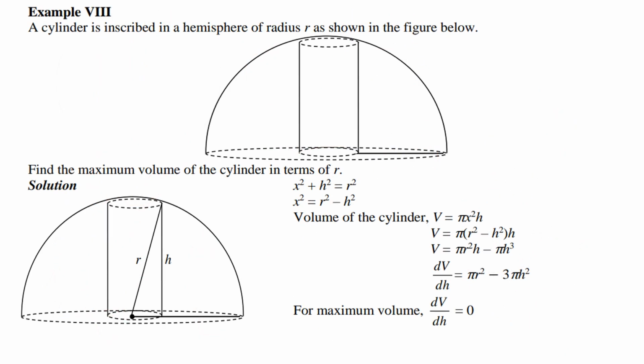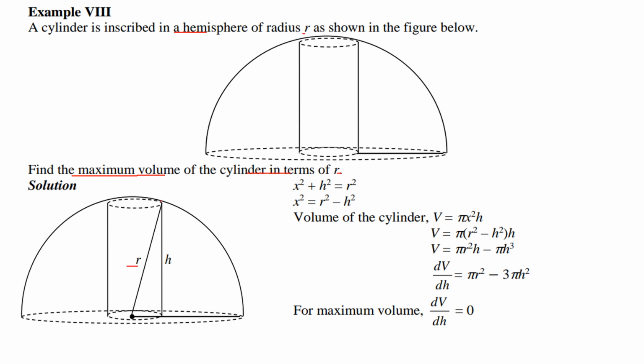In example 8, we're having a cylinder inscribed in a hemisphere, this time of radius R, as shown in the figure below. Remember that the question is going to be finding the maximum volume of the cylinder, which is in terms of R. But remember that this hemisphere has been given a radius of R.